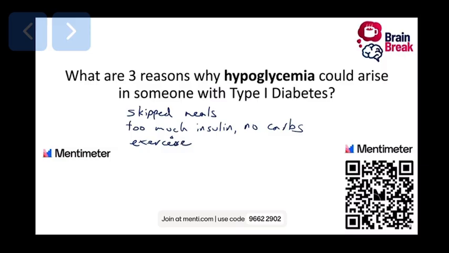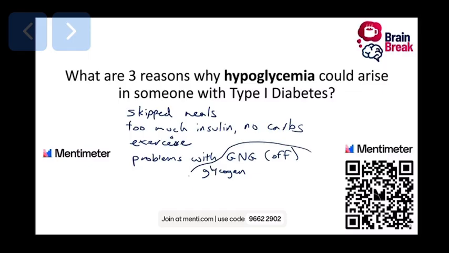Someone mentioned gluconeogenesis, so there could be problems with gluconeogenesis, right? If gluconeogenesis isn't on, so if it's off, then your liver's not going to be able to supply any glucose to the rest of the body. There could also be problems with your glycogen stores. If you can't break down that glycogen and share the glucose with the rest of the body, then that could be another issue that arises. Both of these we could kind of put together with liver function.